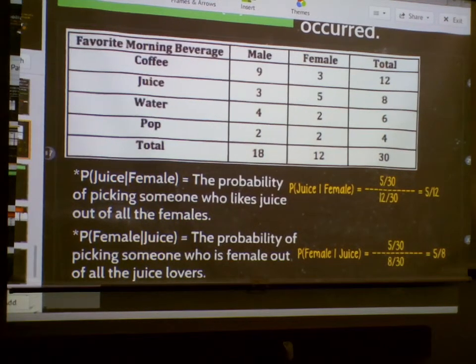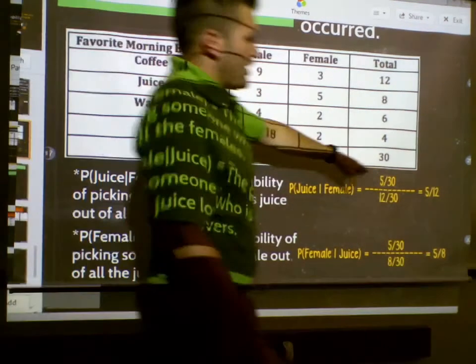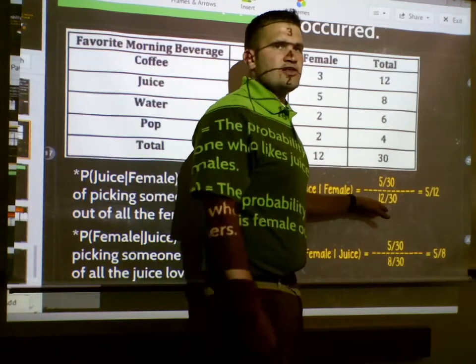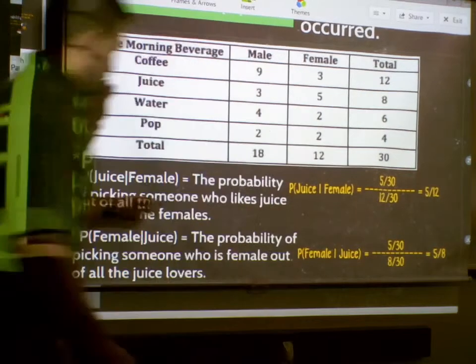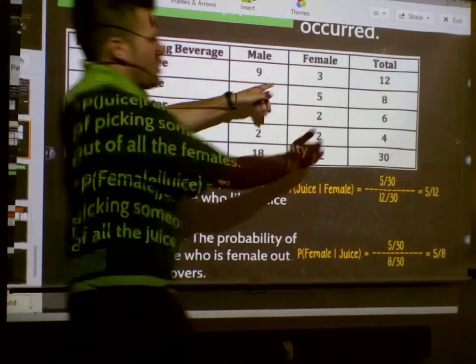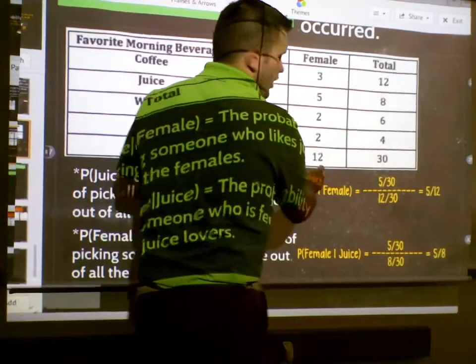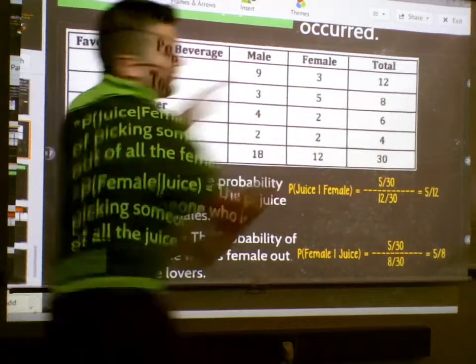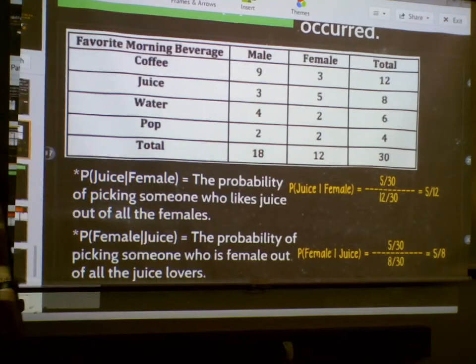Now, guys, you can do it either way. You can do this with the equation, the and divided by females, or you can just say juice given female means I'm looking at the female population. So I'm out of 12. Who likes juice? 5 out of 12. That works too. Either way works.